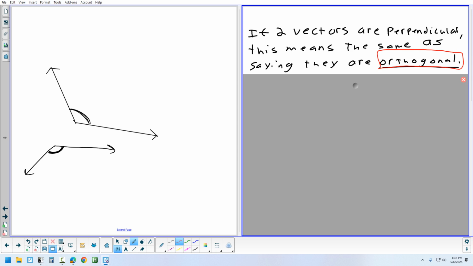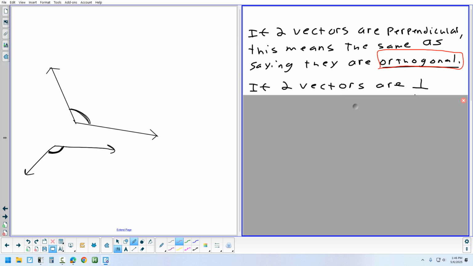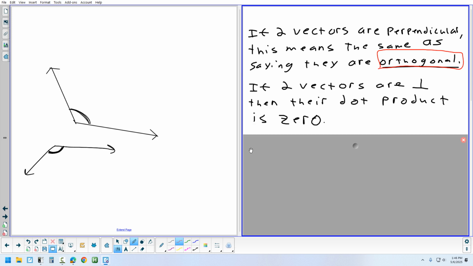Orthogonal is just another word for perpendicular. It means the same thing, but when you talk about vectors, that's the word they use. So two vectors that have an angle of 90 degrees are orthogonal. The nice thing about figuring out if vectors are orthogonal, and this is what I told you earlier, is that if you find the dot product between two vectors and it comes out to 0, you automatically know the vectors are perpendicular.